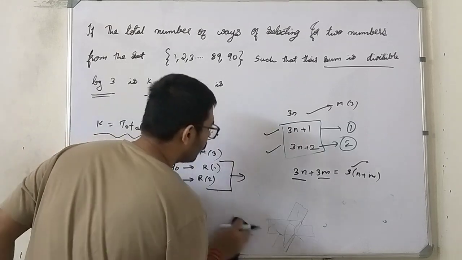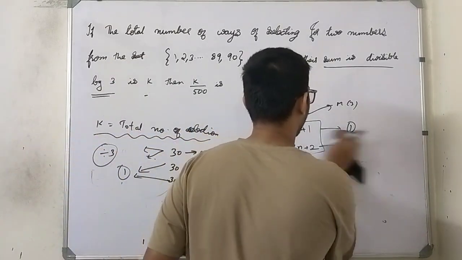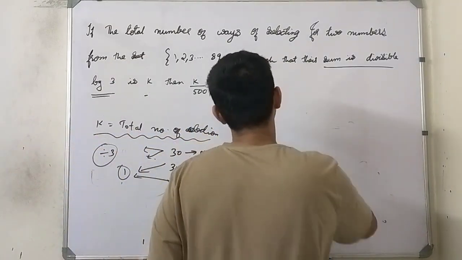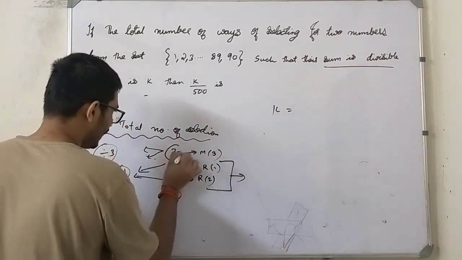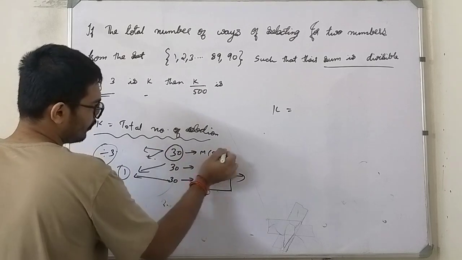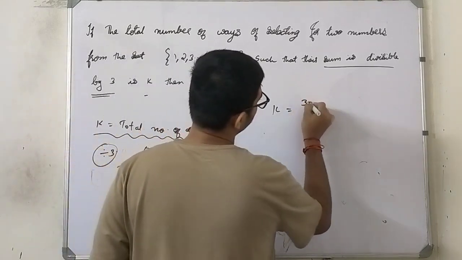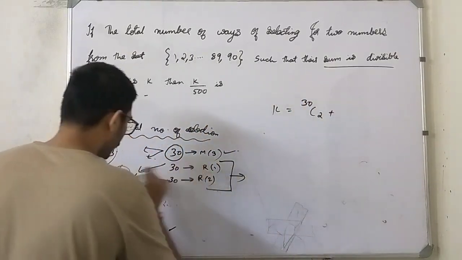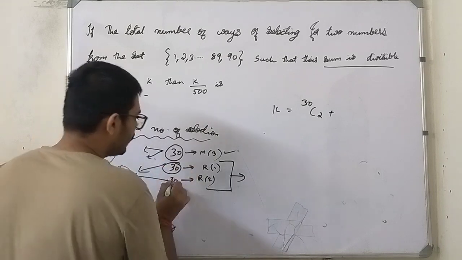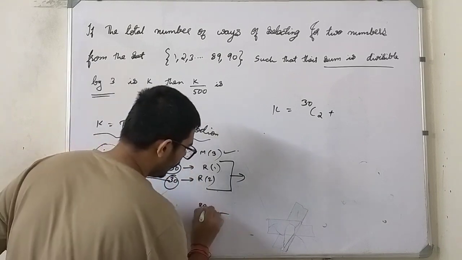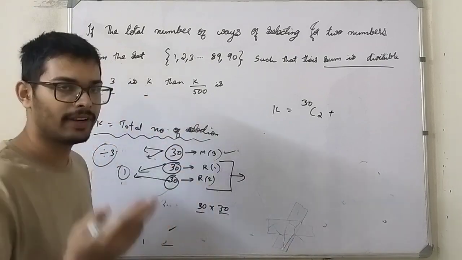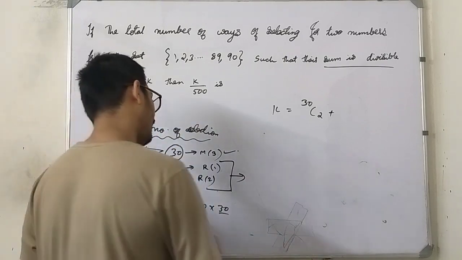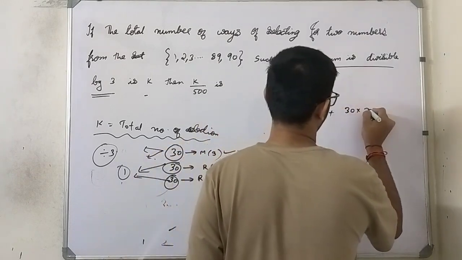Now I can find how many combinations are possible. I can find the value of k. What will be the value of k? K is equal to, I need to select 2 numbers from the 30 multiples of 3, which will be 30C2, and the other possibility, one from this and one from this, will be 30 into 30. As it is not a permutation, we don't need to double it. The order doesn't matter. So we can directly take it as 30 into 30.